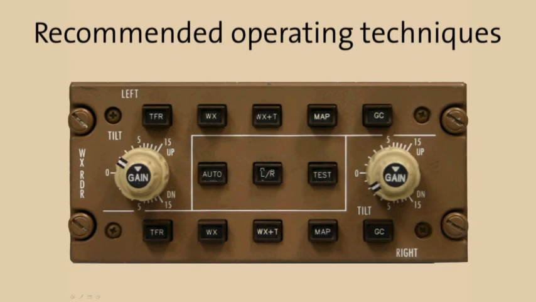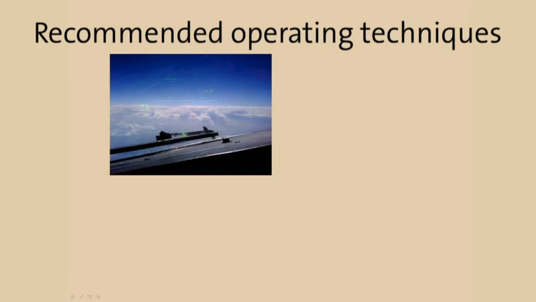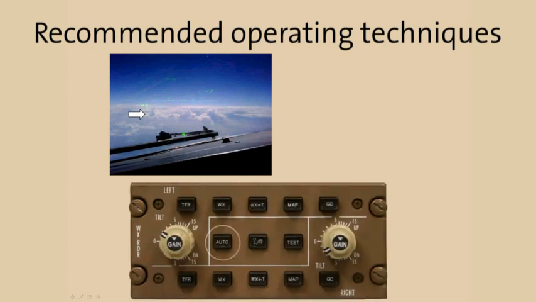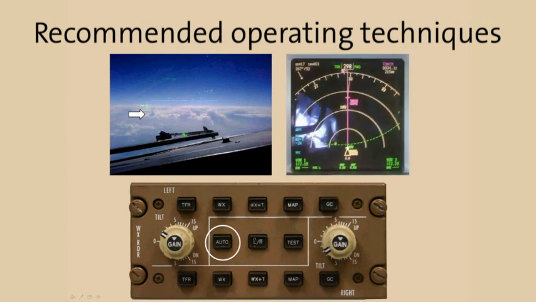So, recommended operating techniques. We recommend that the radar be operated in auto, cal gain, and weather plus turb. However, due to the fact that the radar does not display weather below the aircraft flight path, an acceptable operating technique is, just prior to top of descent, manual may be selected and tilt adjusted to examine the aircraft descent flight path. Auto can then be re-engaged.